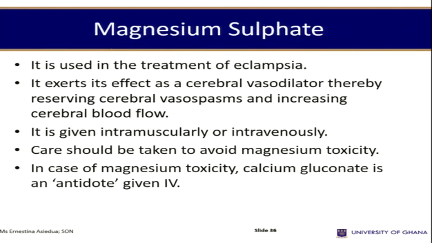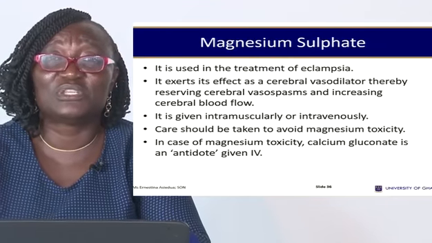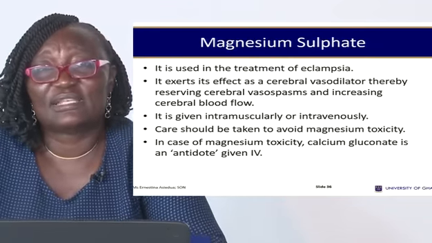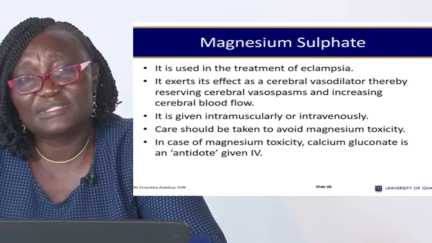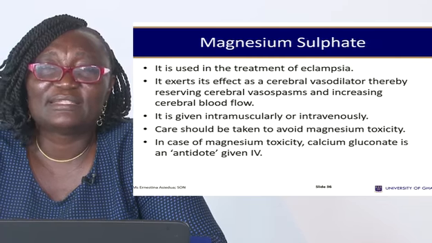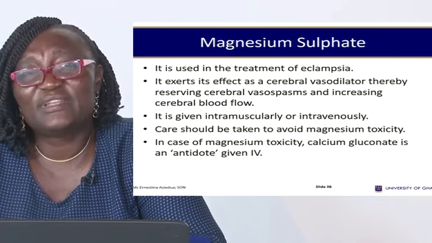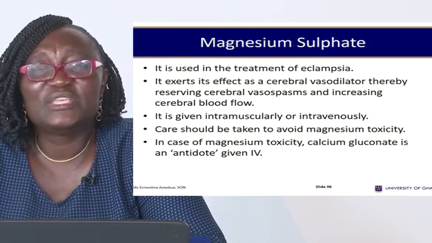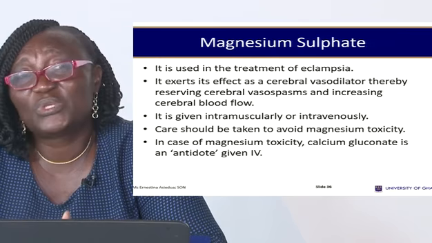Magnesium sulphate is a very common drug used, and like I said, it's a discovery of the century when it comes to obstetric practice. Earlier on, all we knew was its association with ulcers, gastric ulcers. It is used in the treatment of eclampsia, and it exerts its effects as a cerebral vasodilator, thereby reversing cerebral vasospasms and increasing cerebral blood flow so that it prevents twitching.